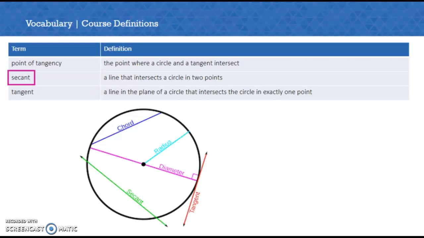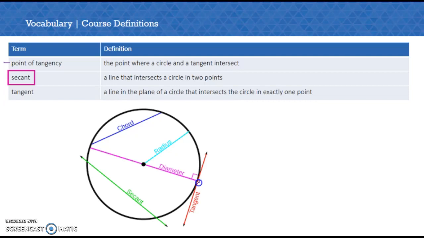So before we get started, we need to know some important definitions that relate to circles. The first term is going to be the point of tangency. This is defined as the point where a circle and a tangent line, which remember is a line that touches a circle exactly one time, intersect.